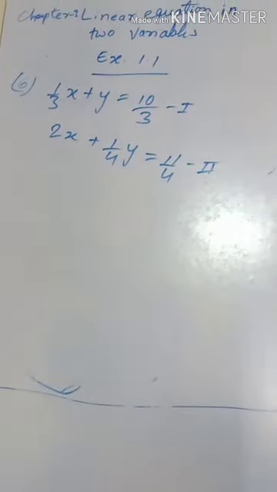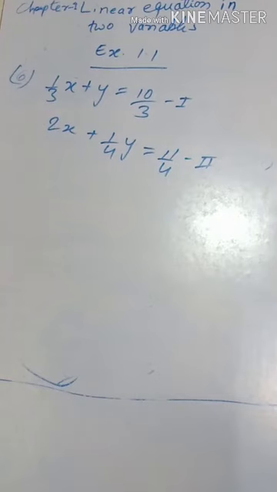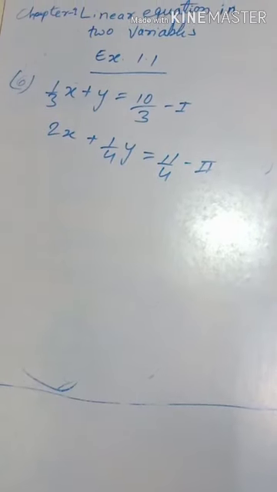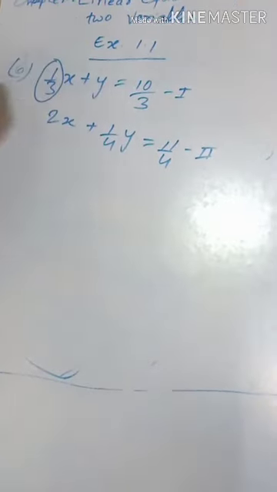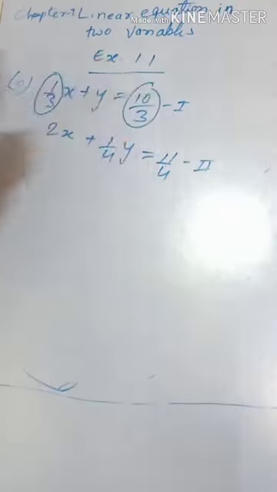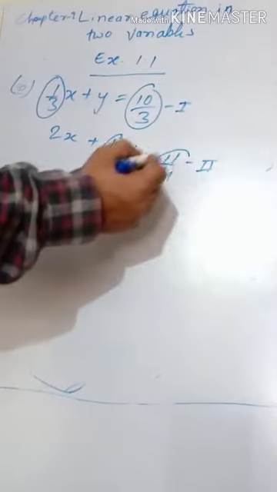Student, in this question the equation is in the form of fraction. 1 upon 3x, 10 upon 3. Second equation, 1 upon 4y, 11 upon 4.